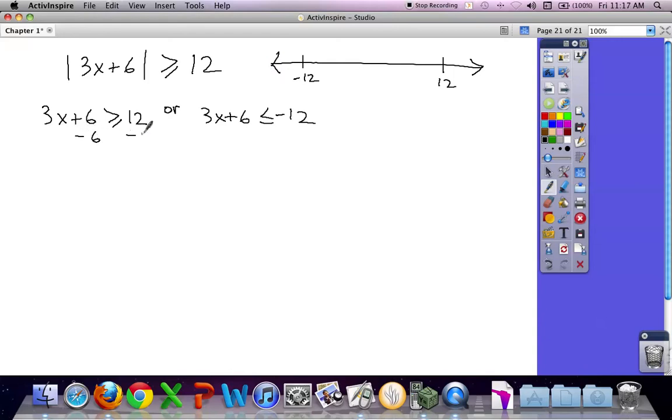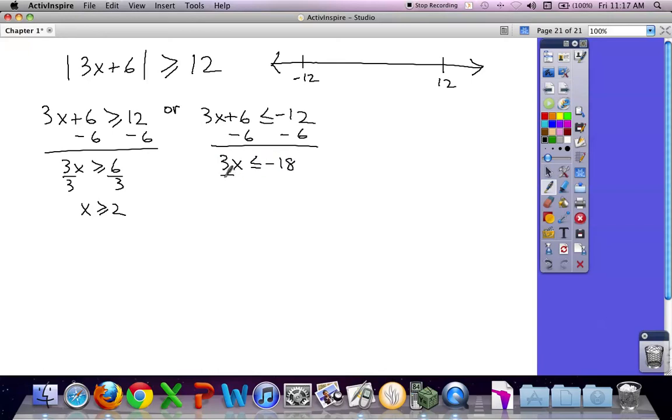Minus 6, 3x is greater than or equal to 6. Divide by 3, x is greater than or equal to 2. Minus 6, 3x is less than or equal to negative 18. Divide by 3, x is less than or equal to negative 6.